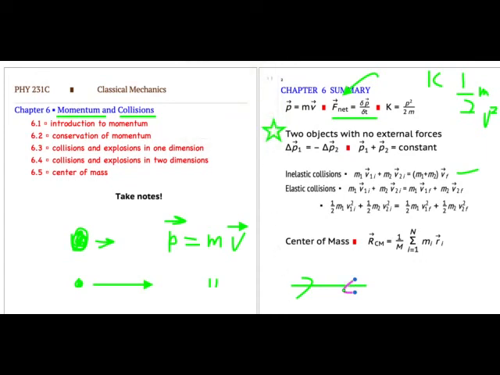We'll put the final state in a different color. Whoops, I didn't want to put that in a different color. I'll put the final state in a different color. Here's where they collide. They go off in different directions. The total momentum is the same as the initial momentum.